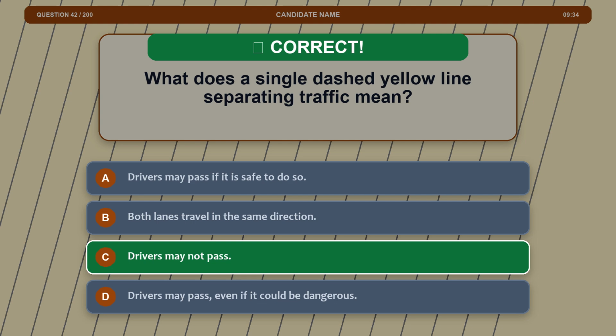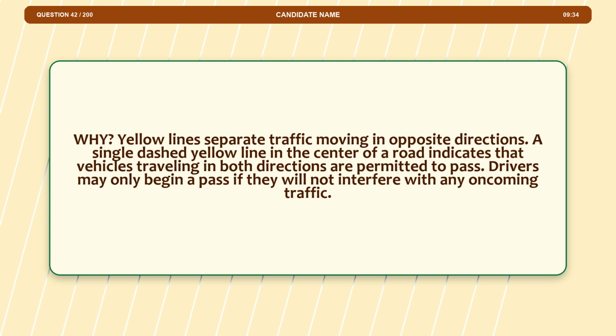The correct answer is option C. Drivers may not pass. Explanation: yellow lines separate traffic moving in opposite directions. A single dashed yellow line in the center of a road indicates that vehicles traveling in both directions are permitted to pass. Drivers may only begin a pass if they will not interfere with any oncoming traffic.